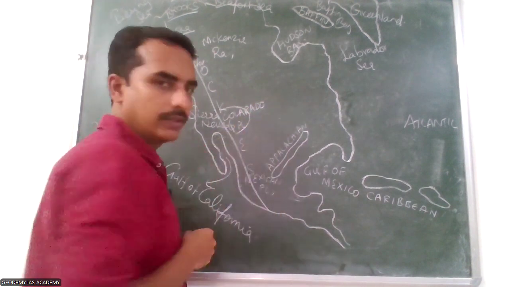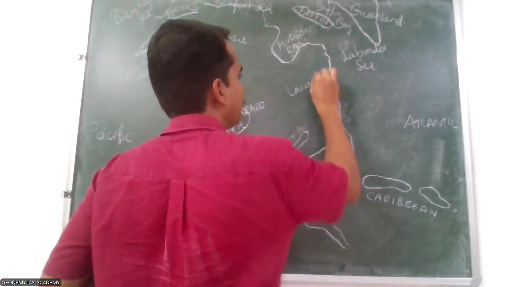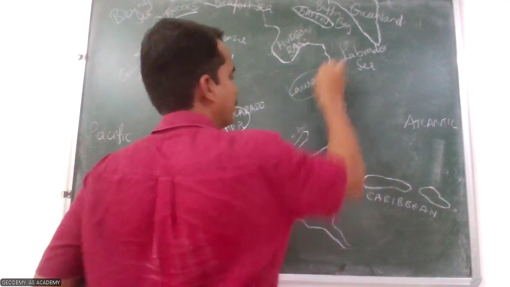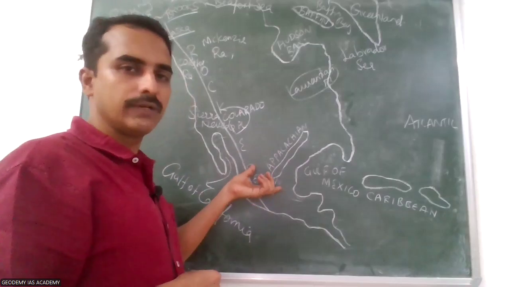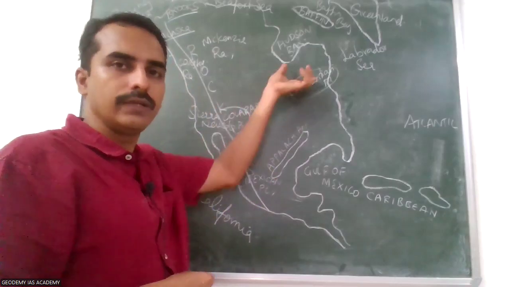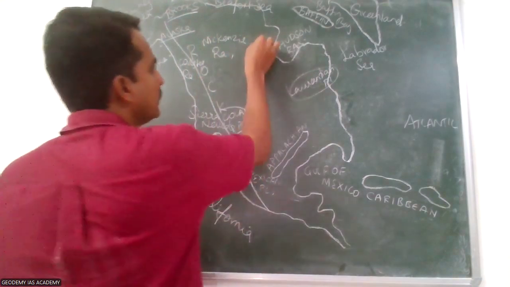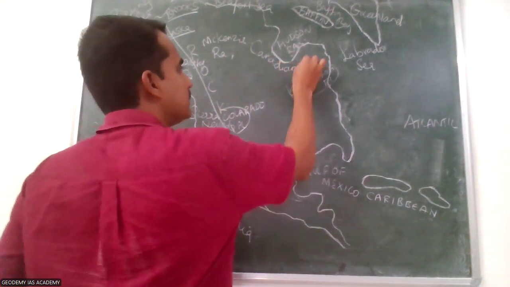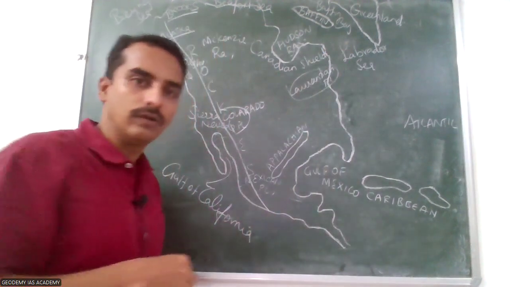Colorado Plateau in this part, and then Laurentian Plateau in Canada. So the three major plateaus are here. In the three countries: in Mexico, Mexican Plateau; in USA, Colorado Plateau; in Canada, Laurentian Plateau. Simply you can remember. Okay, and here it is called the Canadian Shield.